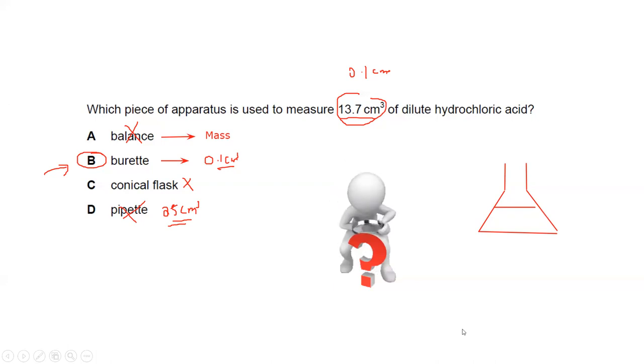You can use your mic or you can use the chat if you still have a doubt.